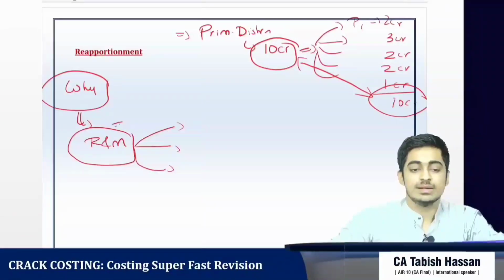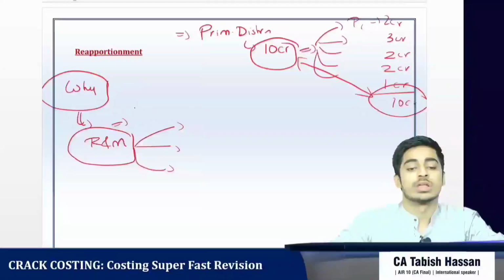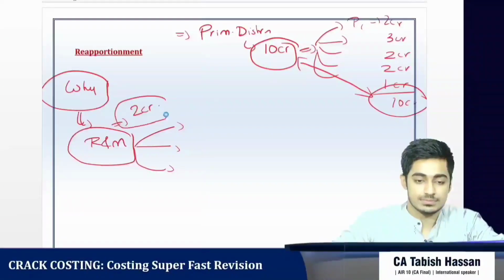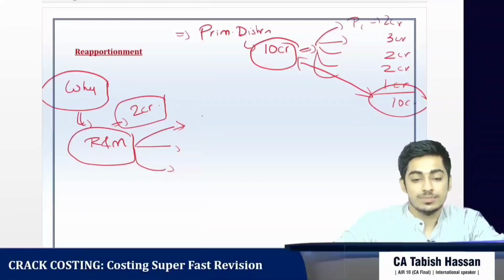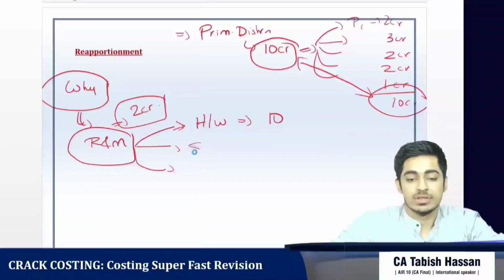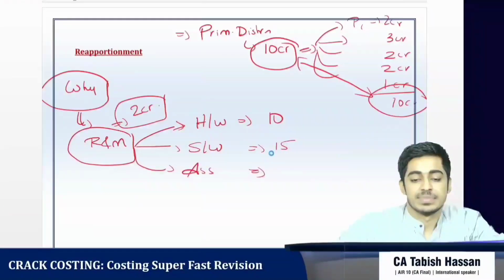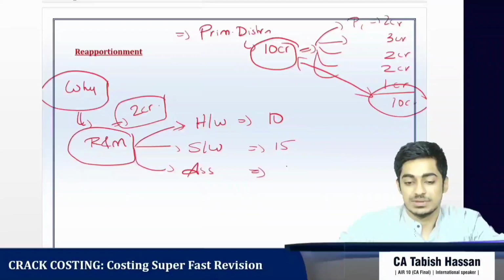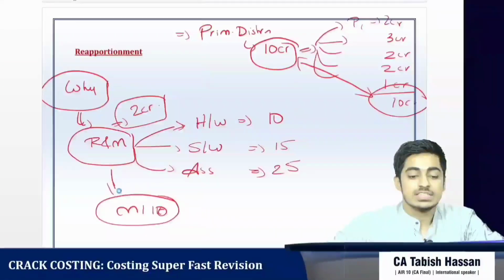So we have incurred in repairs and maintenance, say we have incurred total overheads of 2 crore rupees. In this, we know the hardware department has asked for repairs 10 times, the software department has asked for repairs of machine, say 15 times, and the assembly department has asked for repairs of machine 25 times. Say for example, we are manufacturing MI10.